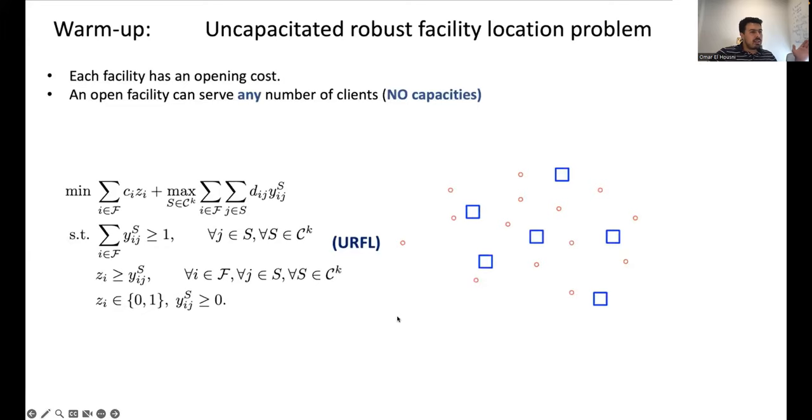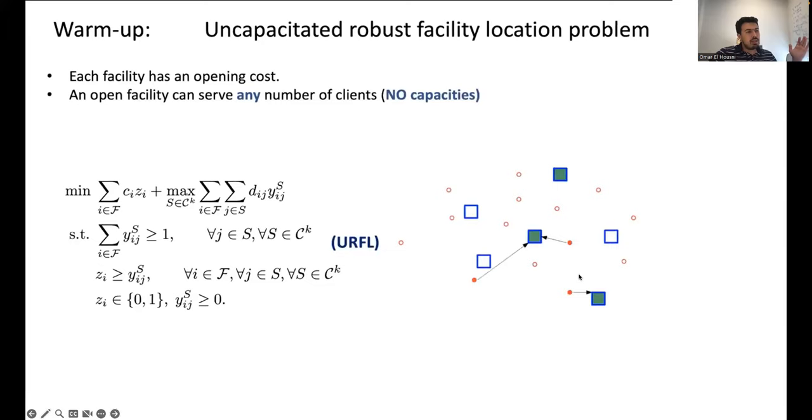So let's look at the solution. Suppose this is my optimal solution. Which means I have to open right now. There is no inventory. Or think about it, there is infinite inventory when you open the facility. So suppose this is my solution. Let's say I get this scenario. Let's look at the assignment of this client.